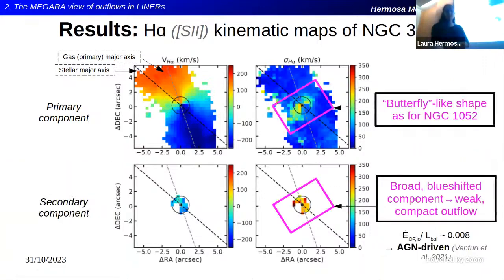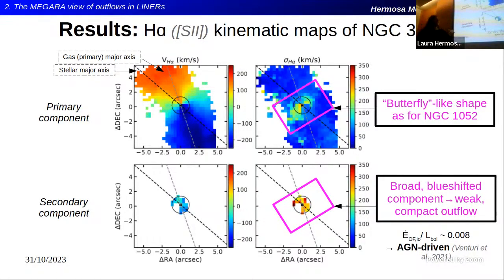And if we look a bit closer at the velocity dispersion map, we are also seeing this butterfly-like shape that we were hinting at with NGC1052. That is this enhanced sigma region oriented perpendicular to the direction of the disk, and which is co-spatial with the presence of the secondary component. That is clearly broader than the primary component, and also is completely blueshifted. So we interpreted this component as a weak and compact outflow, that in this case, as there is no radio jet, is more likely an AGN-driven outflow.